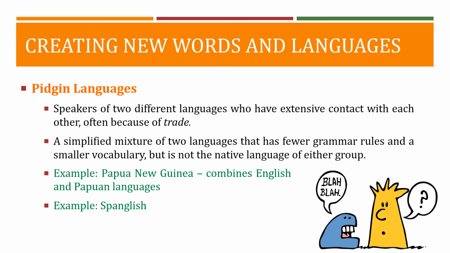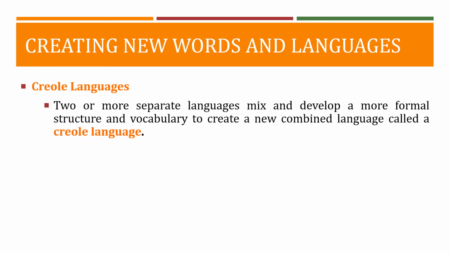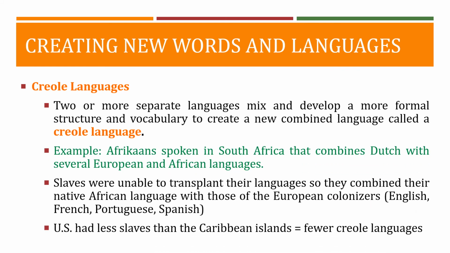An example of this would be in Papua New Guinea when the British colonized it, this mixture between English and the native languages. Another example of this would be Spanglish. So a pidgin is just a simplified mixture of two languages for basic communication. Nobody speaks a pidgin as their native language. It's just for basic communication. A creole is what happens when that pidgin becomes so mixed together and so complex that people do start speaking it as their native language.